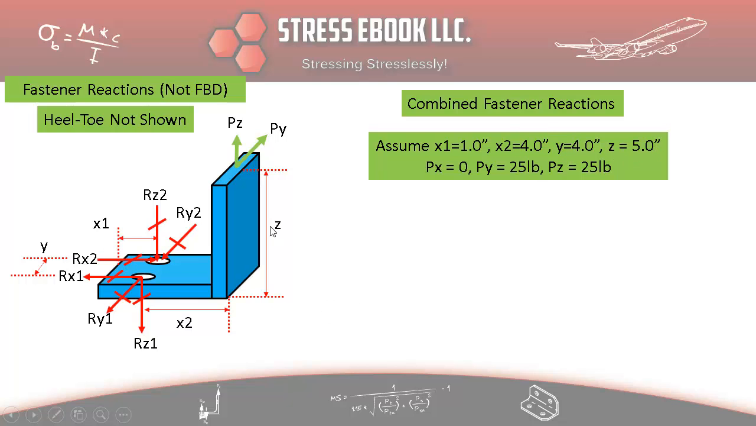The z here should be 5 inches. And we don't have an applied load along x. We do have an applied load along y and z, each 25 pounds in this case. All right, so let's get into the calcs.